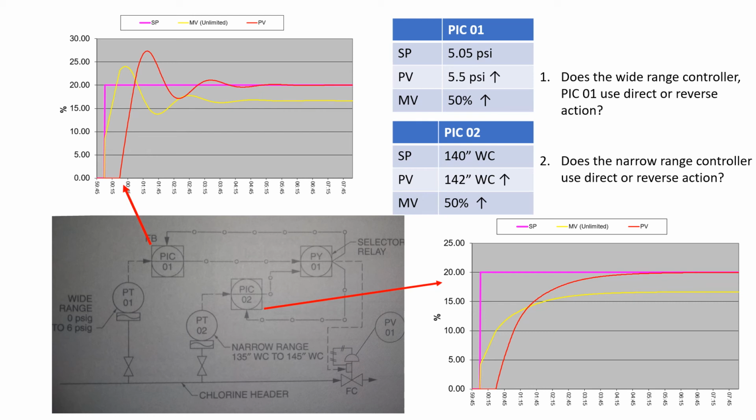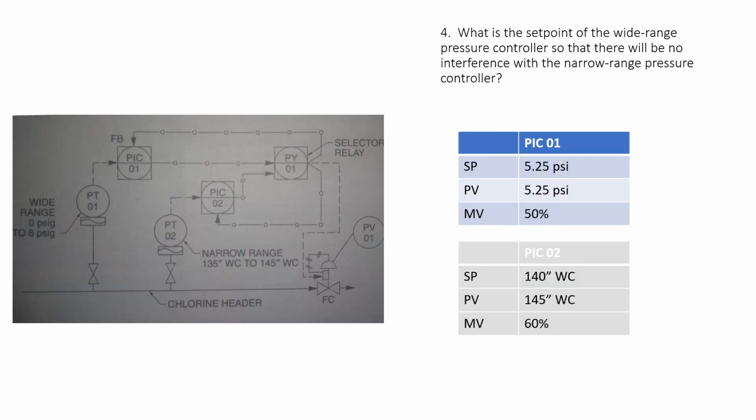Now number 4, it's kind of tricky. What is the set point of the wide range pressure controller so there'll be no interference on the narrow range pressure controller? Well, what we want is the set point to be at 5.25. You have to do a little bit of math to figure this out, and convert from inches of water column into PSI. But 5.25 PSI is above the upper limit of this pressure controller. It's just above 145 inches of water column equals 5.25 PSI.